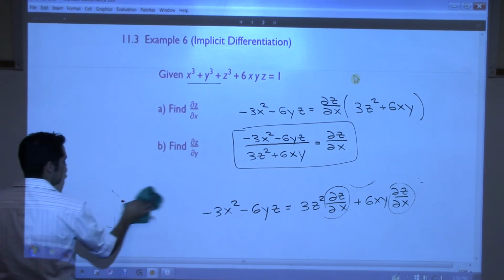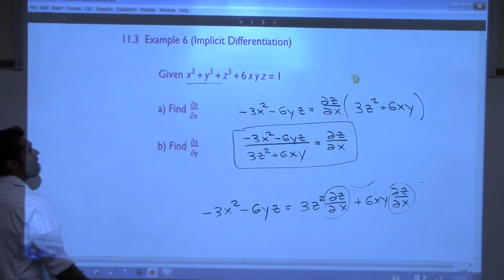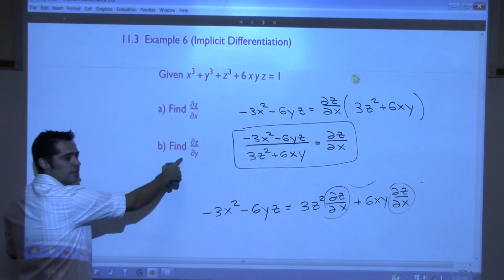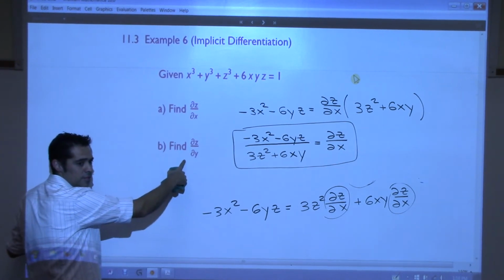All right, I will leave the other one for you as an exercise. Not for right now, but everyone understand that's different, right? That's a different implicit differentiation.